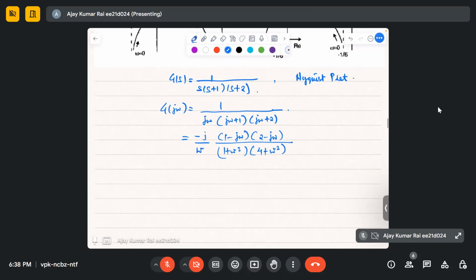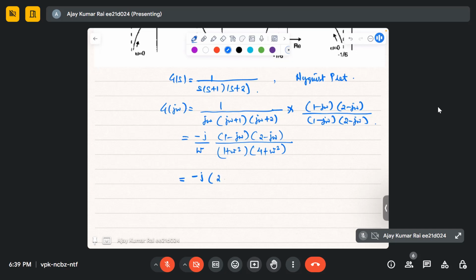Okay. So this I have done. So what I have done, just multiply this with 1 minus j omega, 2 minus j omega in the numerator and the denominator. Okay. So in the denominator it's clear, in the numerator this is the value. Okay. So let's multiply in the numerator so that we get real and imaginary.